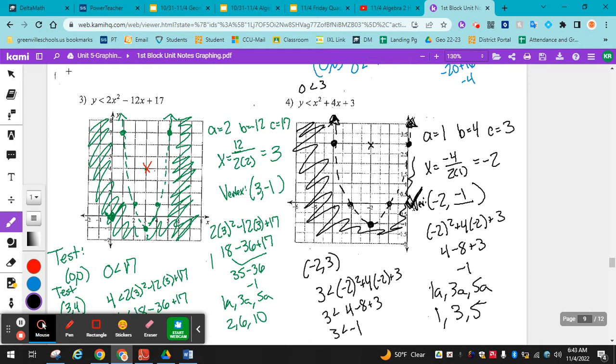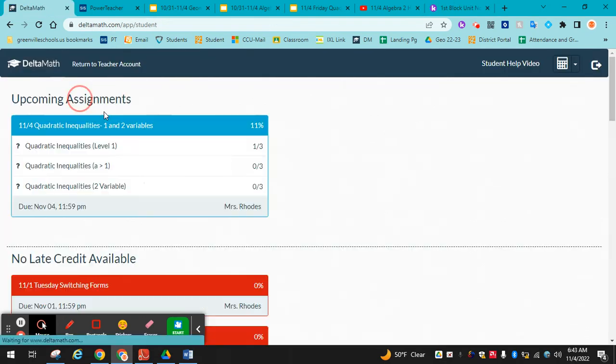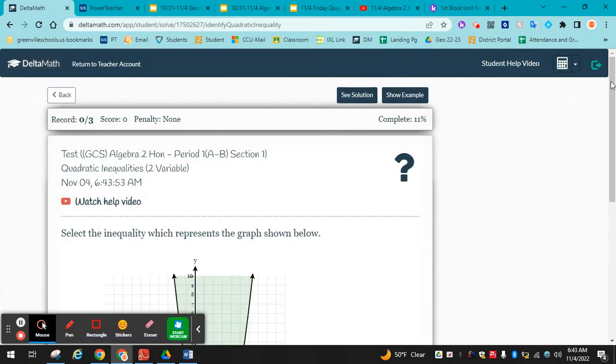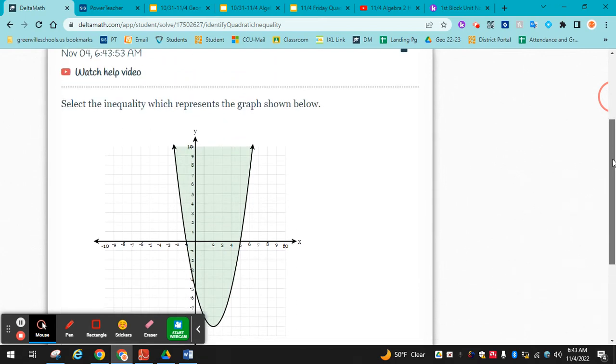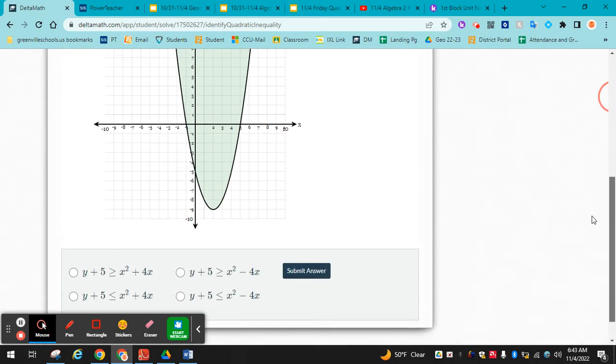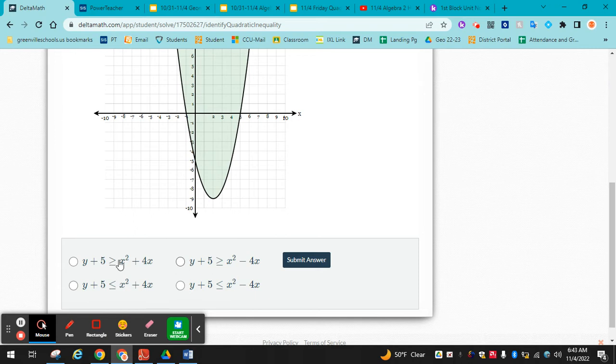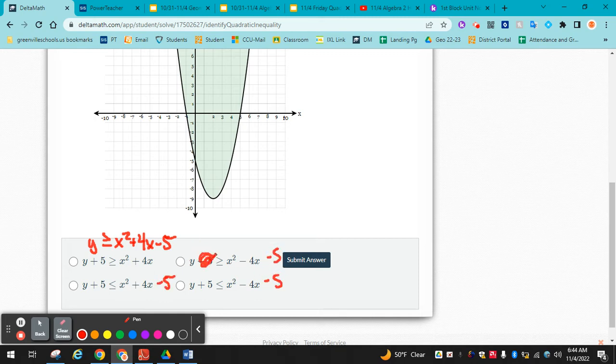Okay. If you go to Delta Math, I'm not really a fan of how it's set up, but it's graphed for you. The parabola is graphed for you. We just have to figure out the equation. So they're all very same. I wish they had written them in standard form, but they're very easy just to get into standard form. Minus the 5 over on all of them. So a lot of you can do that in your head. There we go.